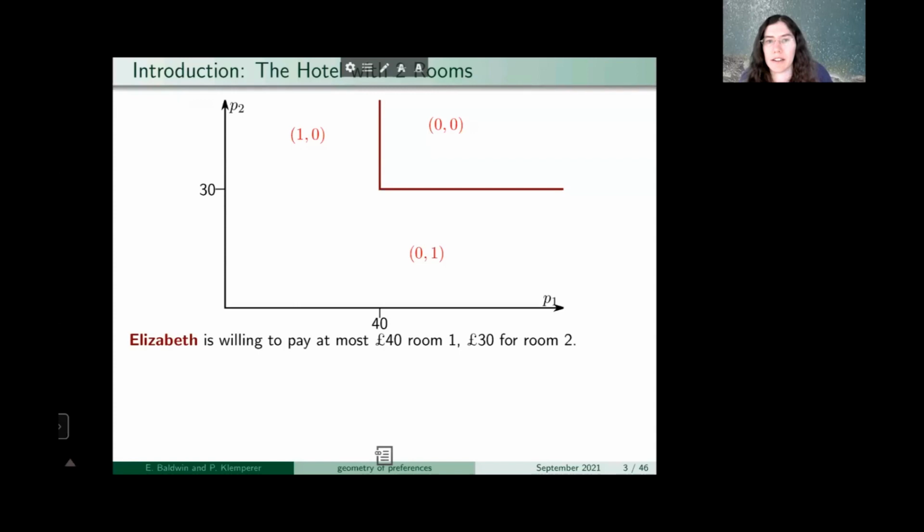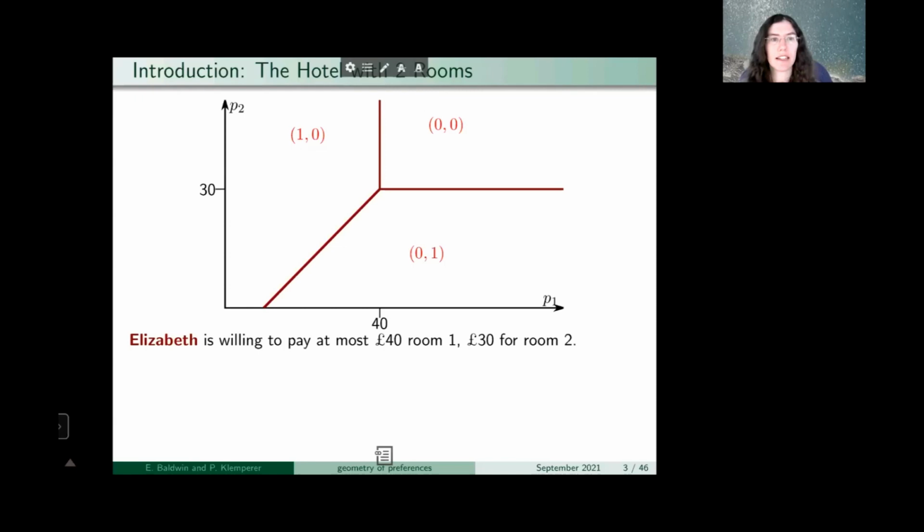Room one is slightly nicer for some reason. So we note that at prices above 40, 30, Elizabeth is not prepared to buy a hotel room. If hotel room two is too expensive, then she definitely wants room one. If hotel room one is too expensive, she definitely wants room two. And we're going to divide up the space between the two of them with a 45 degree line. We will come back to why it is at 45 degrees. So that's Elizabeth's preferences in price space.